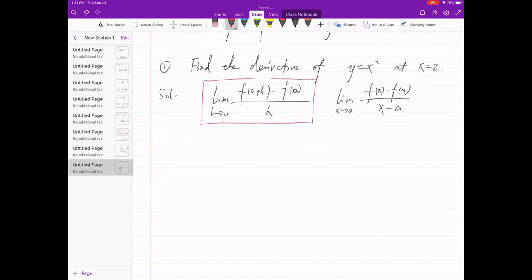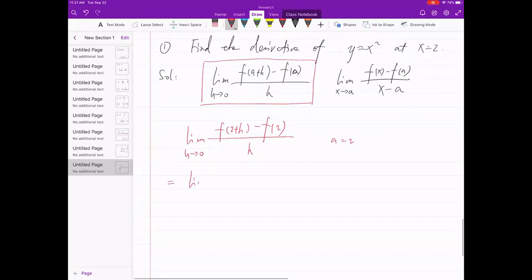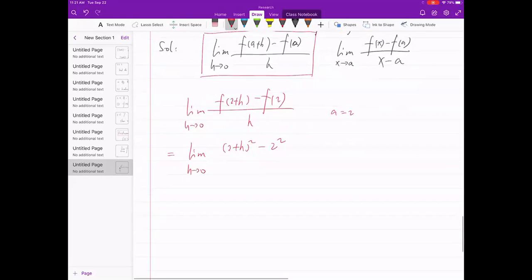All I need to do is just take this one. I know a, right? a is 2. And then just do the computation. (2 plus h) squared minus 2 squared, divided by h, which is the limit. Actually, we can stop here.